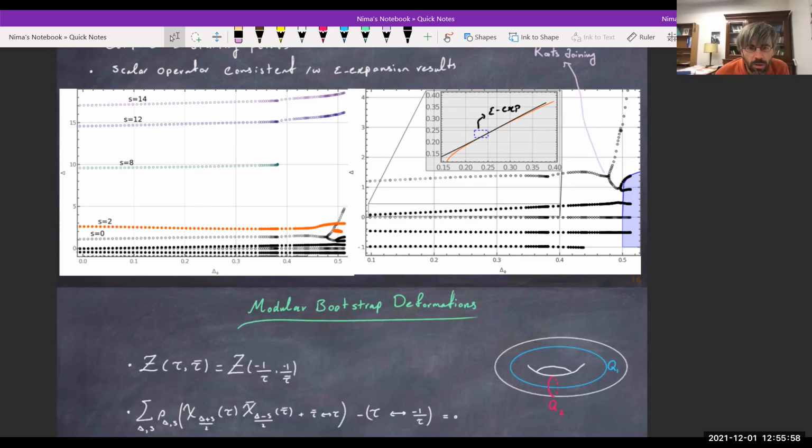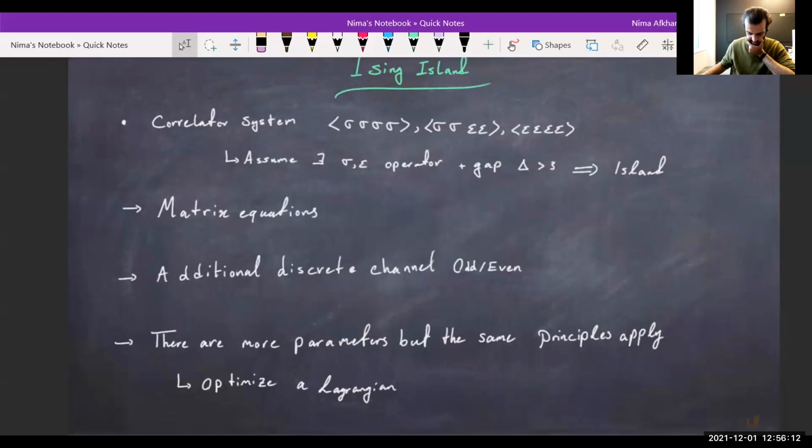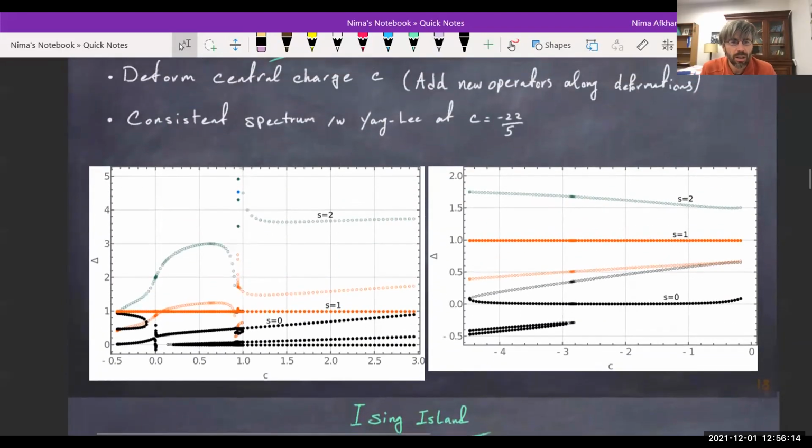Nima, there is something wrong with your slides. They're stuck on some page showing modular bootstrap deformations. Oh, no, okay, sorry about that. Let's see. Did that fix it? No, now we see Ising Island.